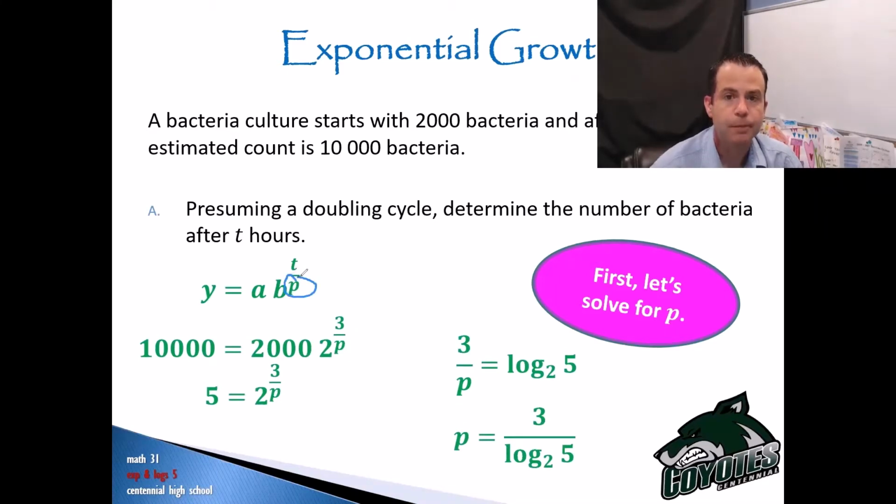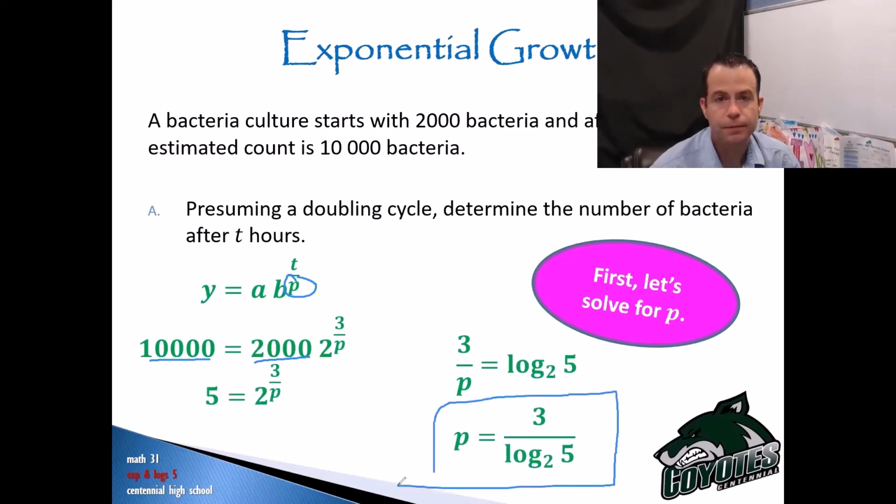I had to give you a starting population and an ending population, but that was enough information to figure out p. Once I figured out p, I could use that in the equation for other things.